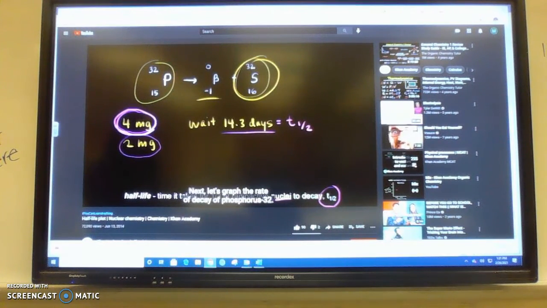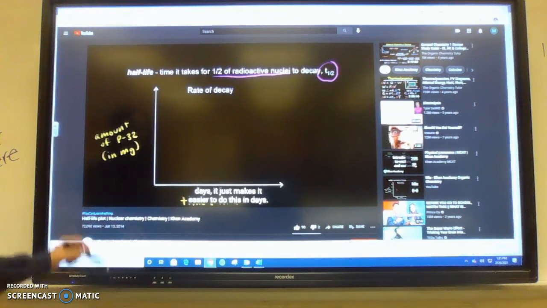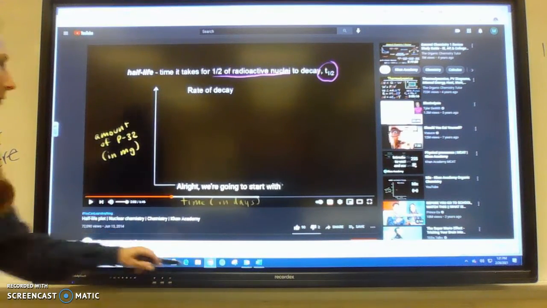Next, let's graph the rate of decay of phosphorus 32. And so let's look at our graph here. On the y-axis, let's do the amount of phosphorus 32, and we're working in milligrams here, so this will be in milligrams. On the x-axis, let's do time, and since the half-life is in days, it just makes it easier to do this in days.